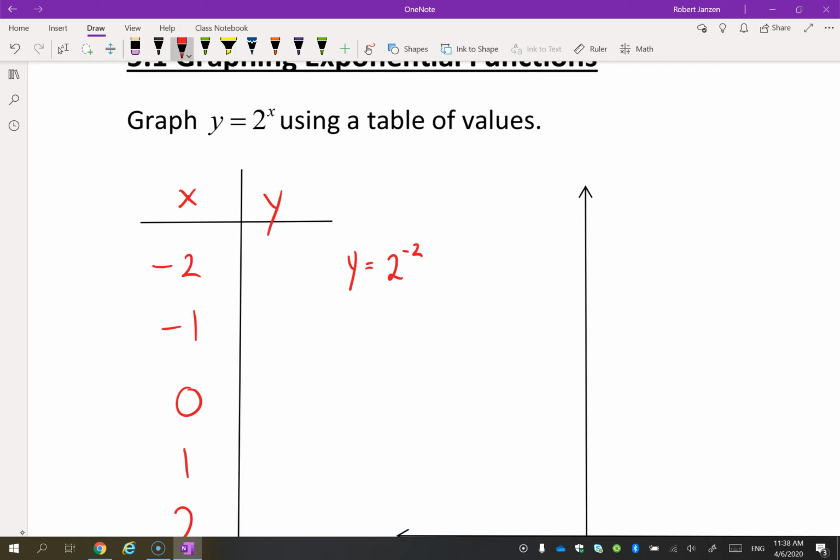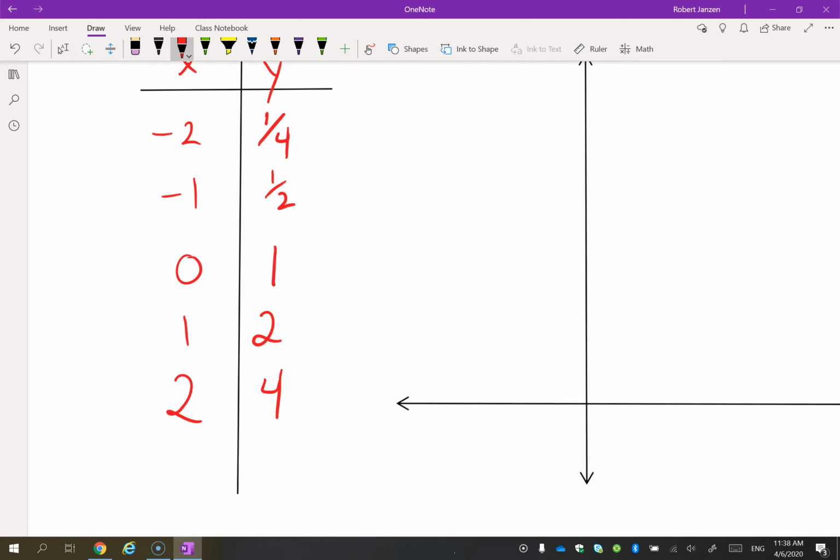What's 2 to the power -2? Well, if you were in my class in grade 10, I said do 2 to the power 2, and then do the negative afterwards. So this would be 4 to the -1. Do you remember what -1 does? That's 1 over 4. Okay, so this is 1/4. Now let's change that to y equals 2 to the -1. Well, that's just 1/2. What's 2 to the power 0? 1. What's 2 to the power 1? That's 2. And 2 to the power 2 is 4.